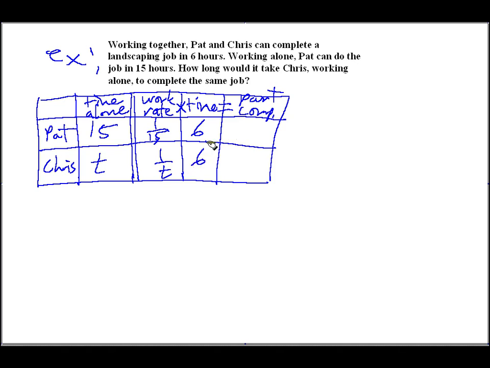So how much does each contribute? Pat will complete 6 over 15 of the job. Chris will complete what? 1 over T times 6 is 6 over T. Can we see that?